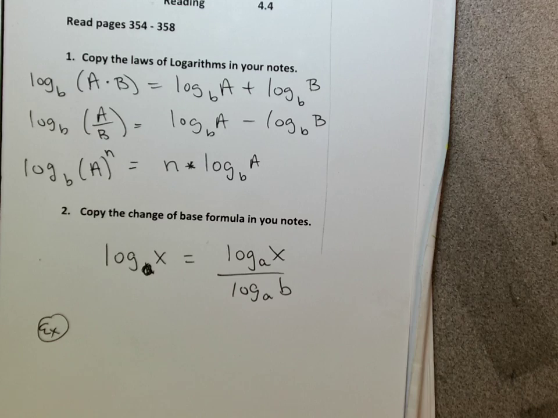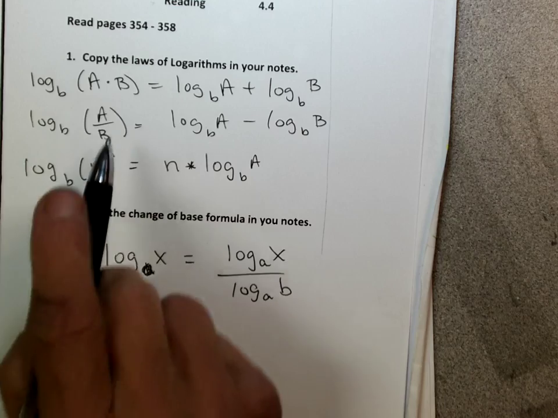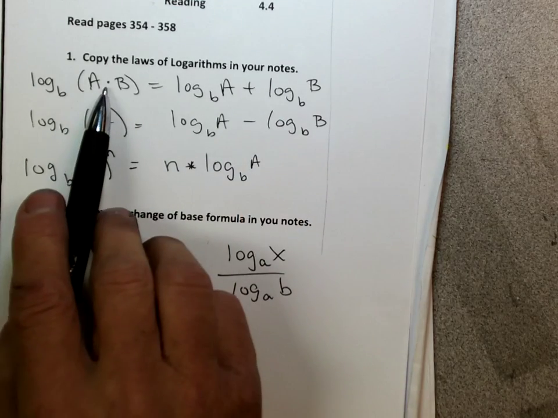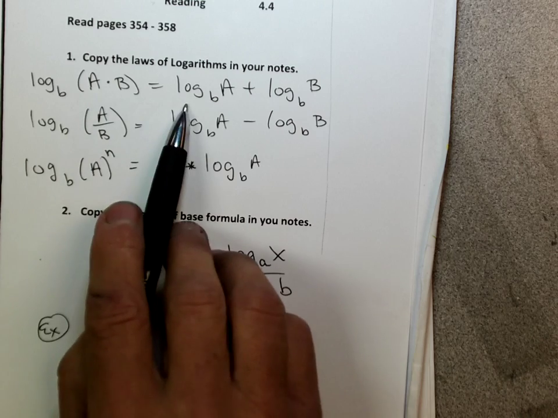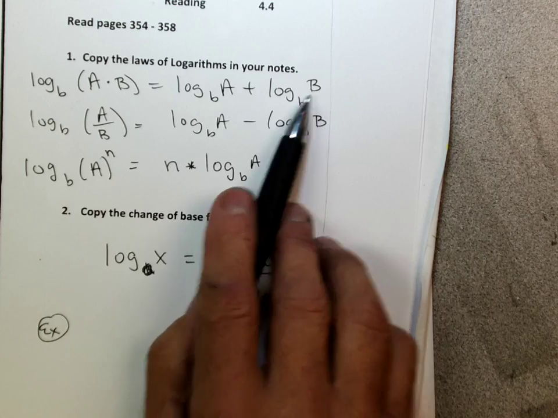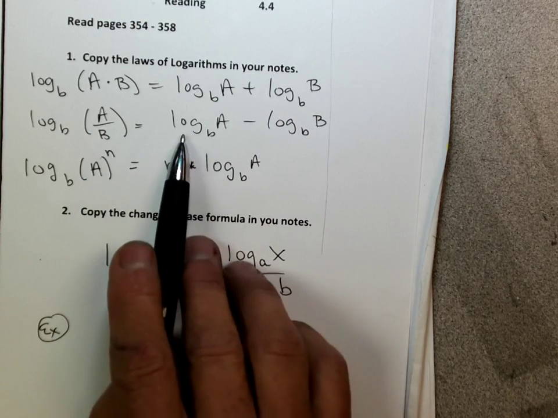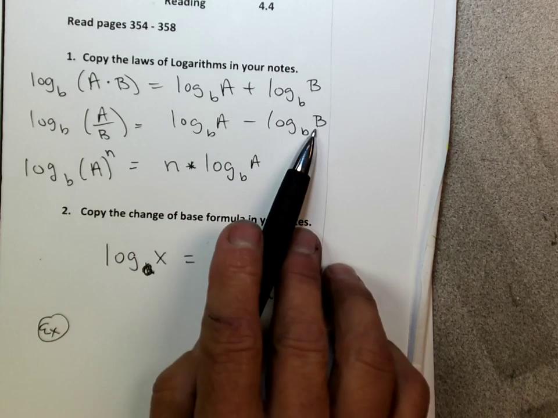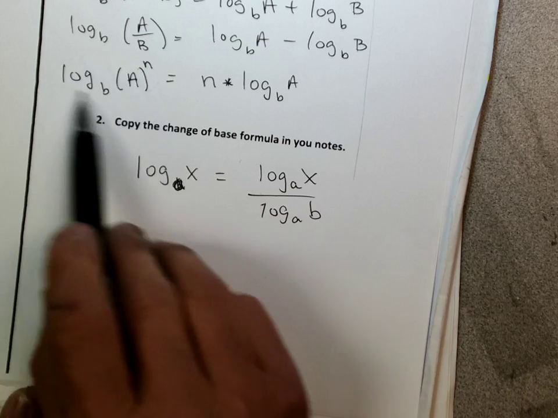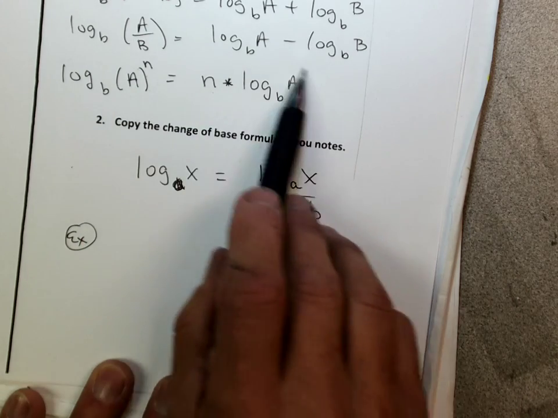So what we learned in our reading is that when you multiply bases, you add their exponents. So we can rewrite this as two separate logs, log of A plus log of B. When we divide bases, we subtract exponents. So again, this is like log of A minus log of B, okay? The third one, when you take an exponent, because logarithms really are exponents, to an exponent, you multiply. So you multiply this exponent times your log.